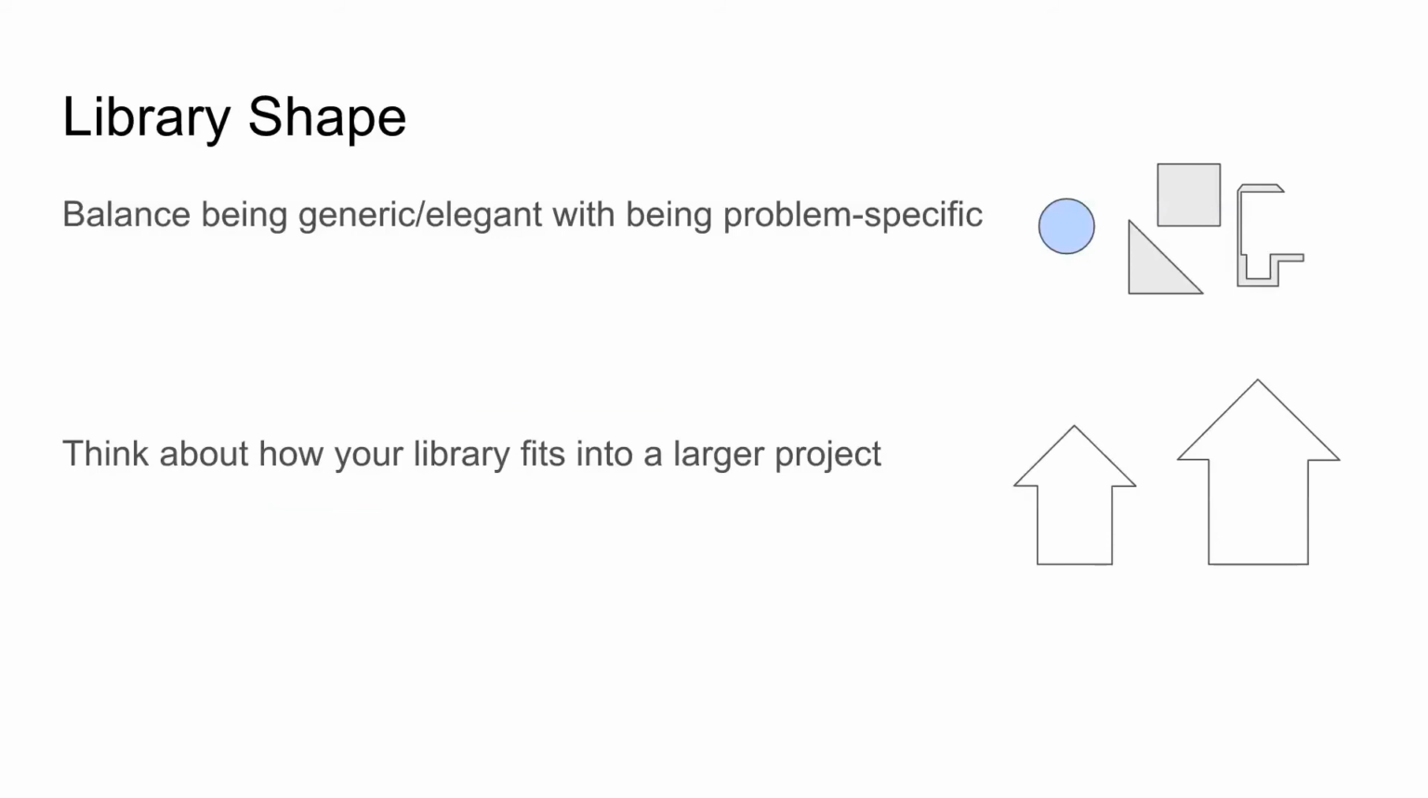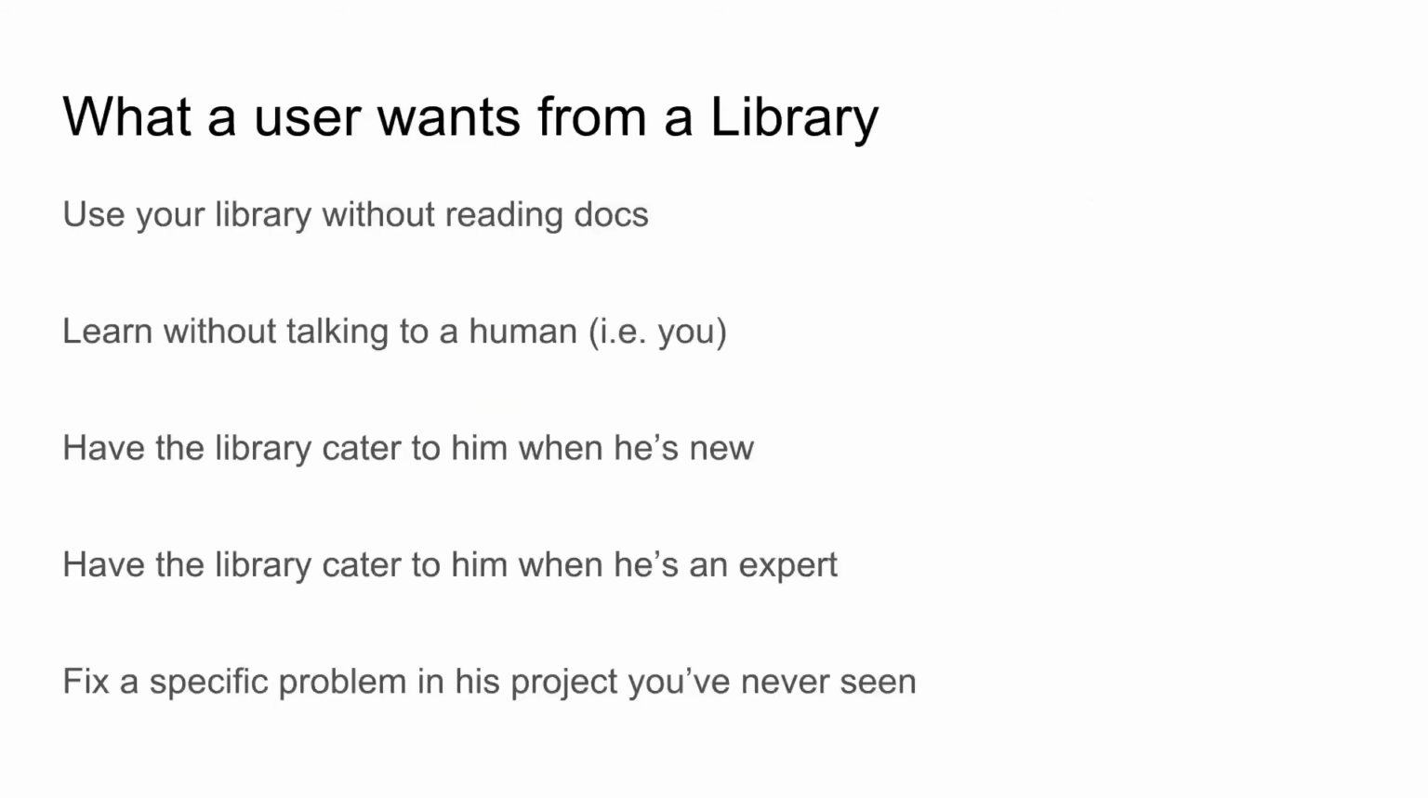So just to sum up, these are the things your user wants from an open source library. These are things that I would want from an open source library I'm using, in that I want to be able to use a library without reading documentation. I want to learn about the library without talking to the author. If I can talk to the author, it's great, but I don't want to have to talk to the author.